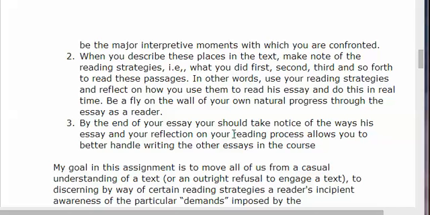By the end of your essay, you should take notice of the ways in which your reflection on your reading process allows you to better handle the writing in the other essays in the course. So when you think about your reading strategies and how you're going through specific portions of his text, think about them in terms of your own writing techniques, how you would integrate these into the essays that you want to write.